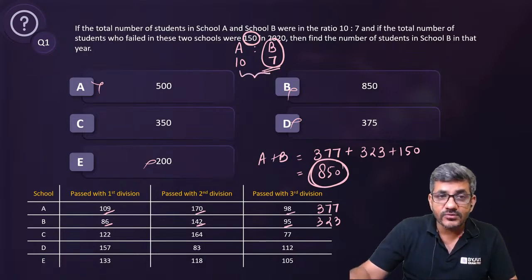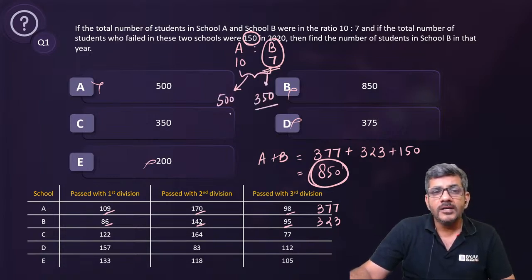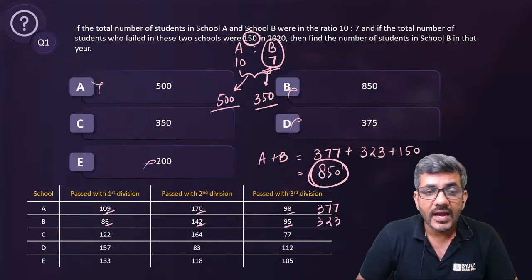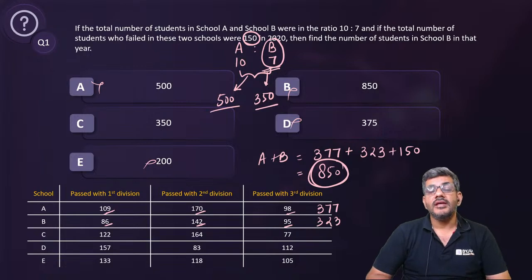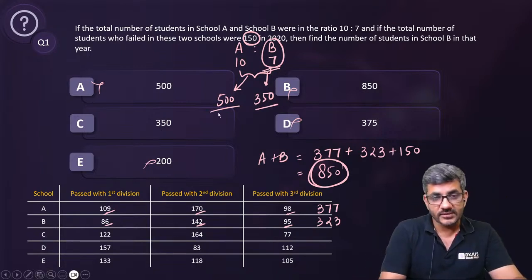850 को आप 10:7 के रेशियो में डिवाइड करो, this number will come out to be 500 and this number will come out to be 350. So the number of students in section A is 500 and number of students in section B is equal to 350. That way also we got the answer as option C.